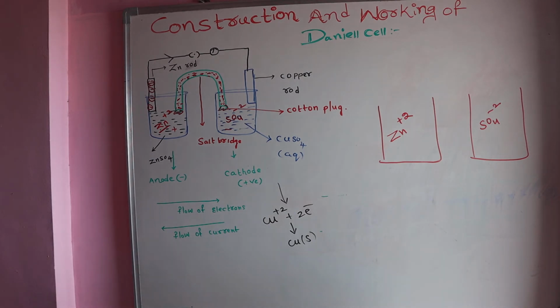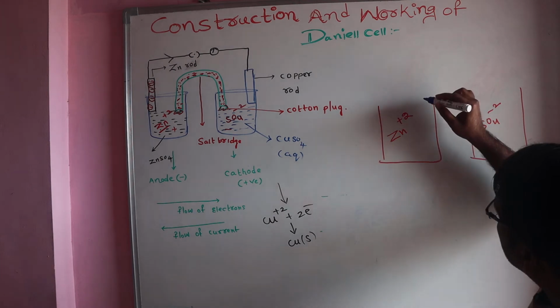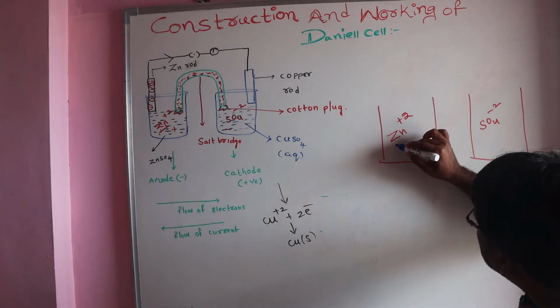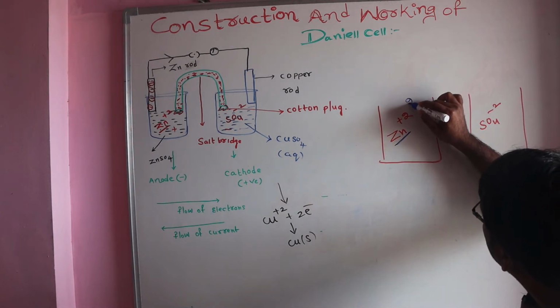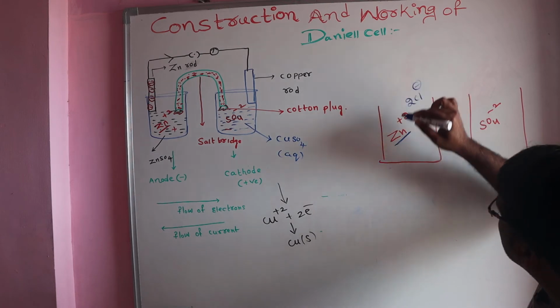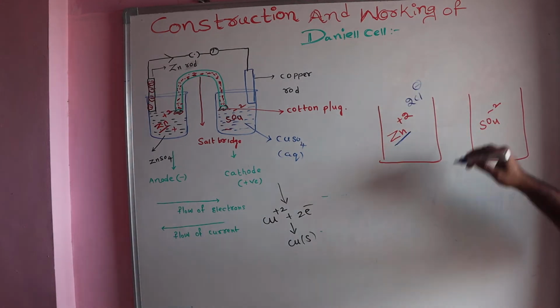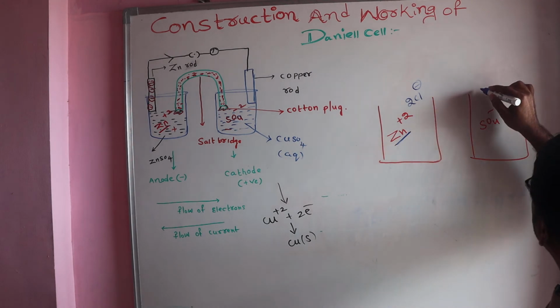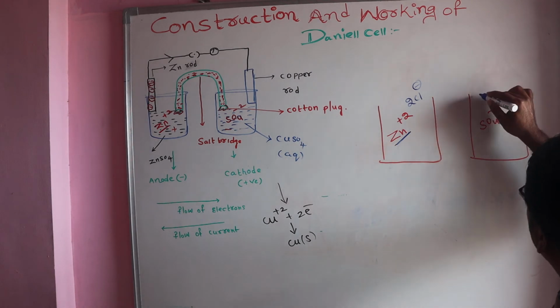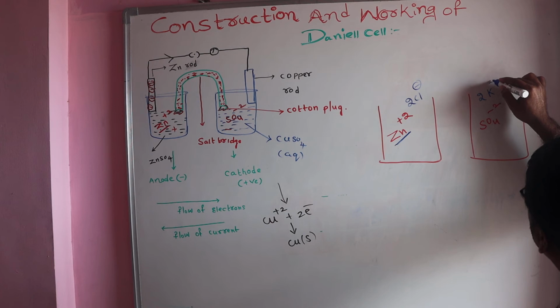Now the salt bridge allows which ions into the left side solution? For one Zn plus 2 ion, it allows, suppose, 2 Cl minus ions, and in the right side, for one SO4 minus 2 ion, it allows 2 K plus ions.